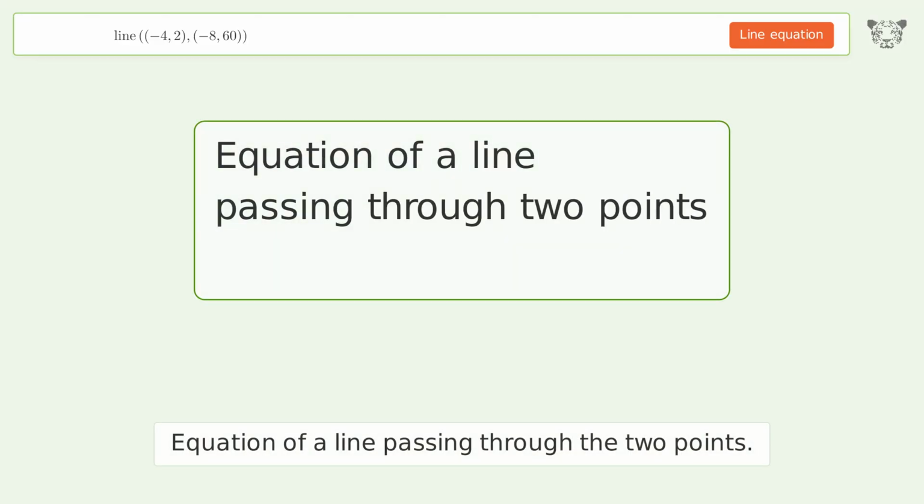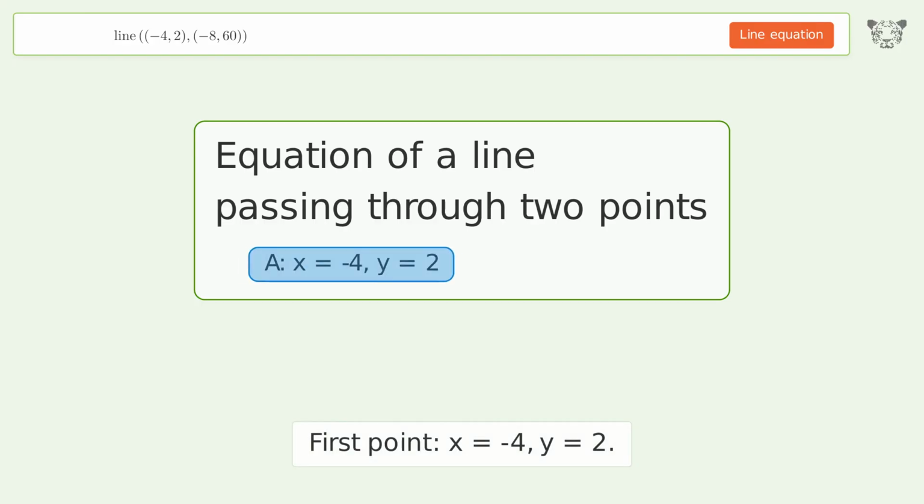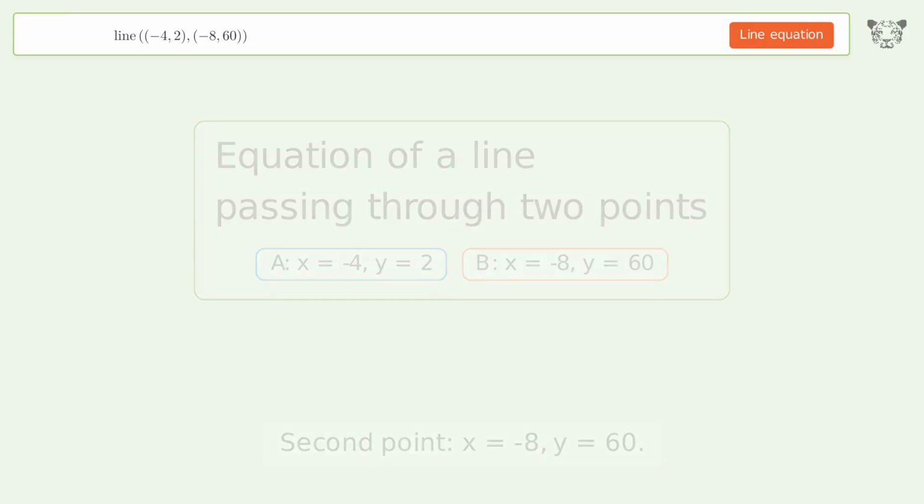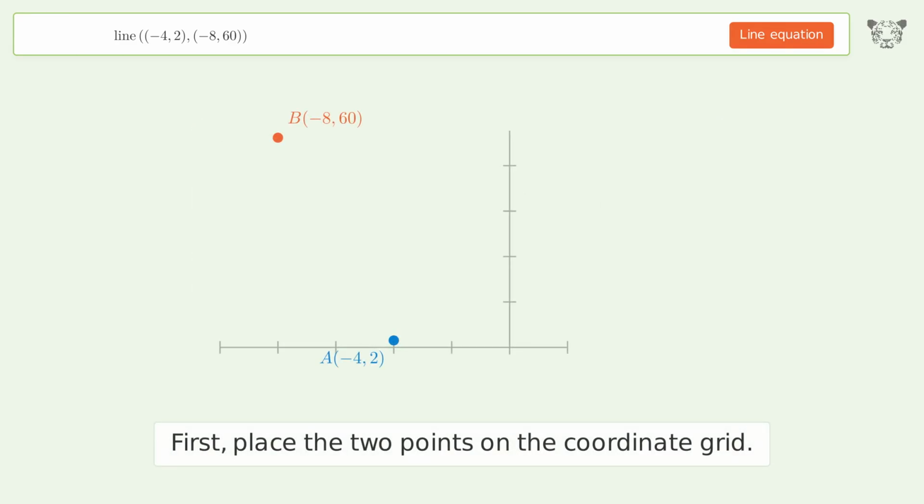Equation of a line passing through 2 points. The first point has x equals -4, and y equals 2. The second point has x equals -8, and y equals 60. First, place the 2 points on the coordinate grid.